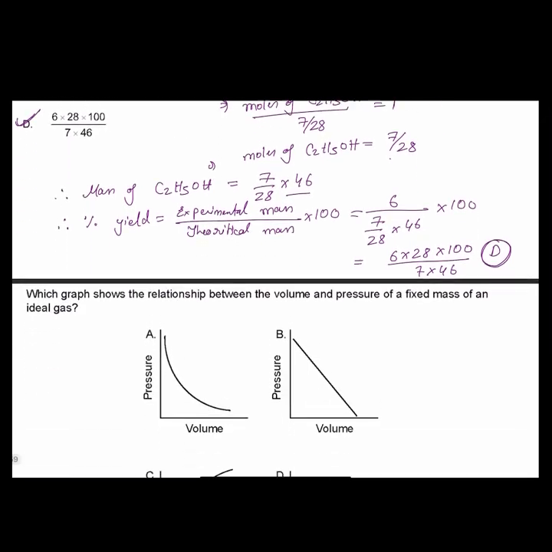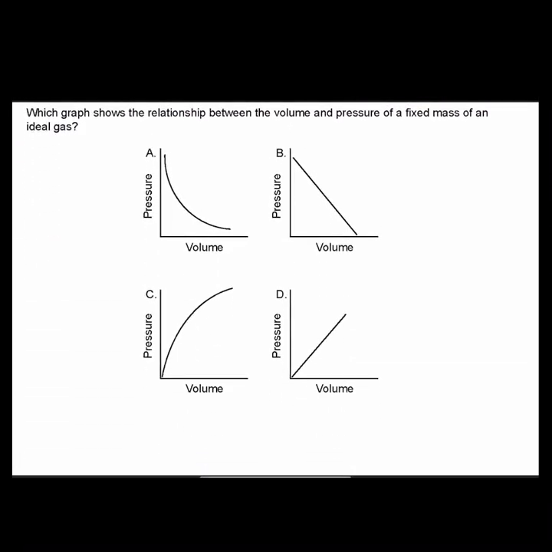Now moving on to the next question. We have to find which graph shows the relationship between volume and pressure of a fixed mass of ideal gas. So fixed mass means, they haven't told us anything about the temperature, but we will assume that the temperature is also constant.